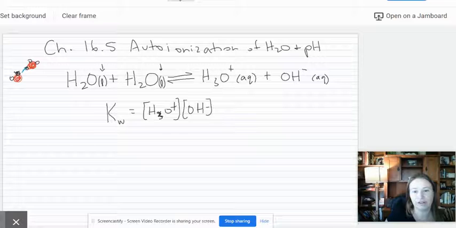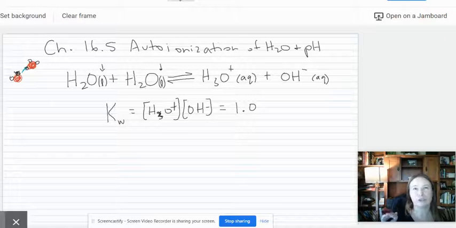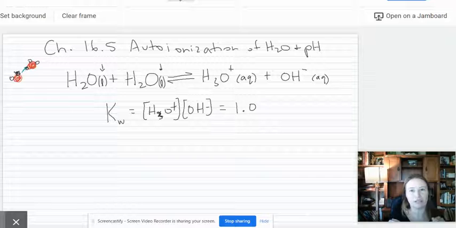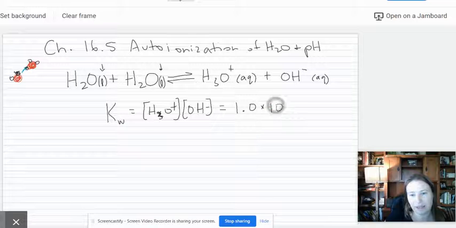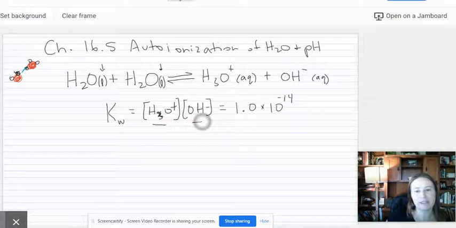And fun fact, you're going to have to memorize this number. It's always the same value because it's water. We do have to specify the temperature, but you don't have to worry about this. They will always use this value. If you change the temperature, it can change the K value, but you don't have to worry about it. This is the only number you have to memorize: 1.0 times 10 to the negative 14th. So if you multiply the H3O plus times the OH minus, you get this value.